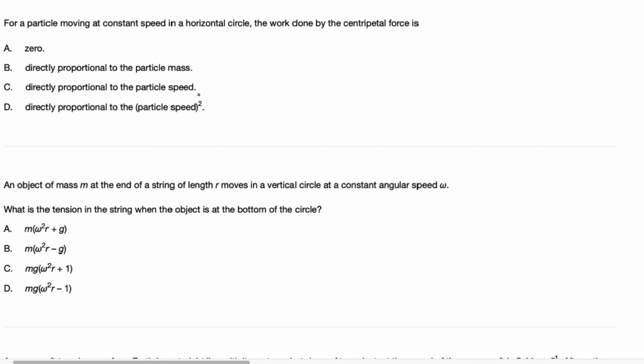For a particle moving at a constant speed in a horizontal circle, the work done by the centripetal force is equal to what? Work done is equal to the change in kinetic energy, and since velocity remains constant, the change in kinetic energy is going to be equal to 0. So D is the answer, 0.